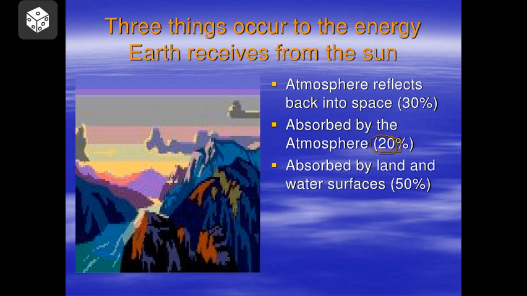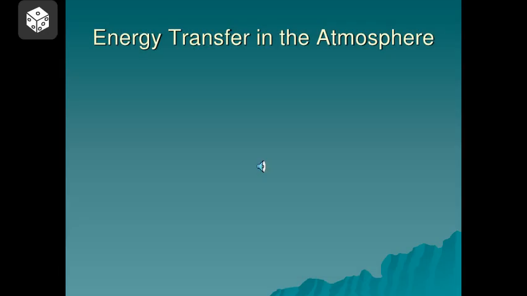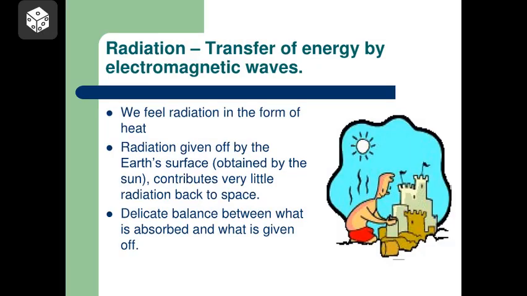So that means that only about half, 50%, of all the sun's total energy is actually absorbed by land and water surfaces. It's this 50% that we're interested in, because this is the part that heats up the earth. So how exactly does energy get across from the sun to the earth's surface and heat it up? How is it transferred? Transfer means across. Well, there's three ways that it does it. Radiation is the first way. Radiation is the transfer of energy by, big word here, electromagnetic waves.